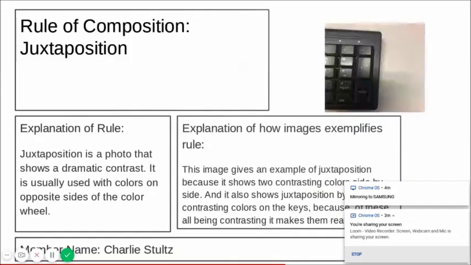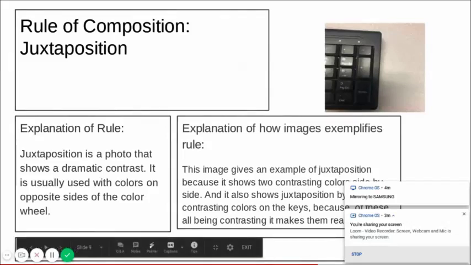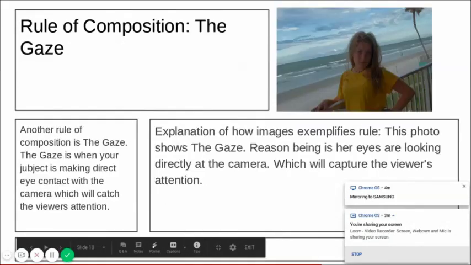Juxtaposition. Juxtaposition is a photo that shows a dramatic contrast, and it is usually used with colors on opposite sides of the color wheel. This image gives an example of juxtaposition because it shows two contrasting colors side by side. It also shows juxtaposition by contrasting colors on the keys. Because of all these contrasts, it makes them look better to the eye.